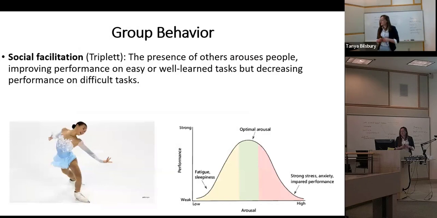Okay, so social facilitation refers to the fact that the presence of other people can sometimes improve your performance or sometimes make it worse. If you're really good at something, doing it in front of other people actually makes it easier. If there's a complex task and you're not as good at it, then having people watch you makes you perform worse. And this kind of goes back to that Yerkes-Dodson law.